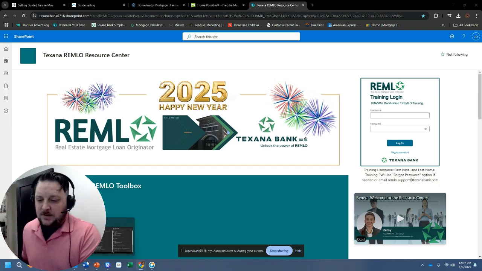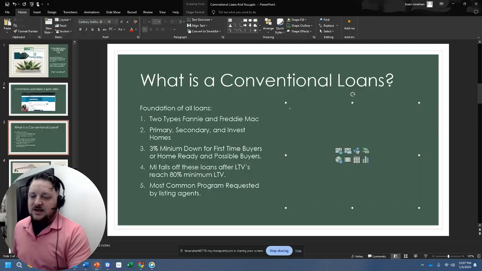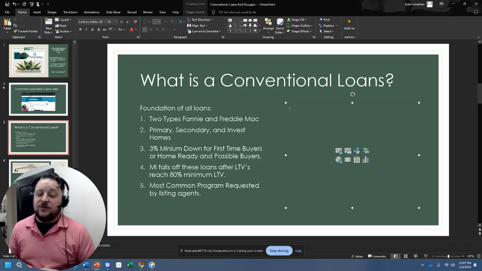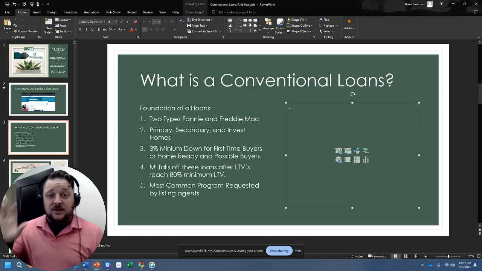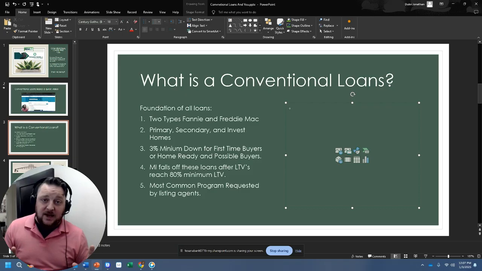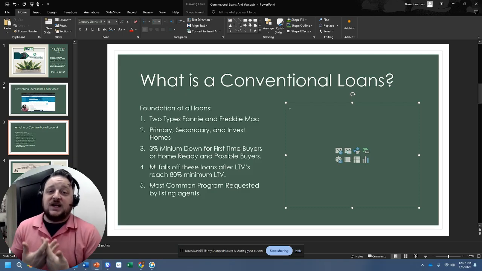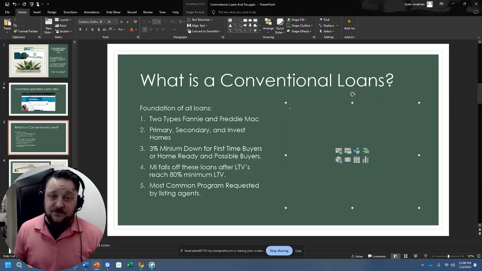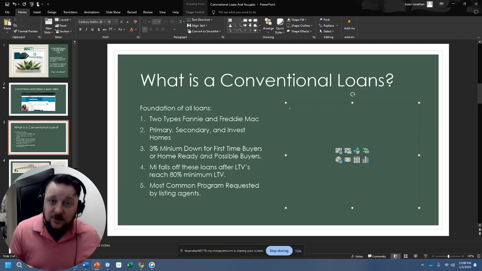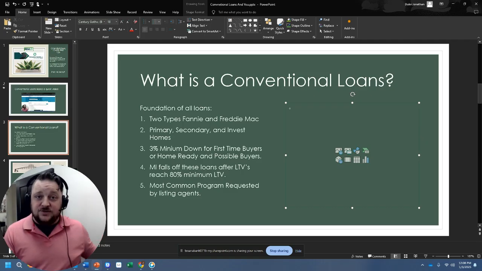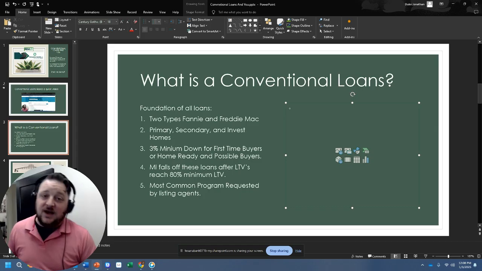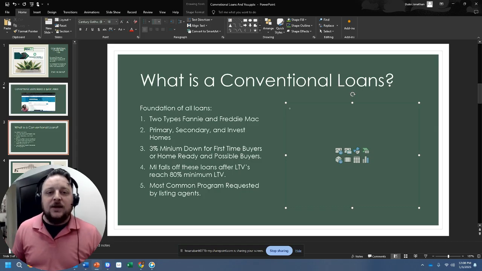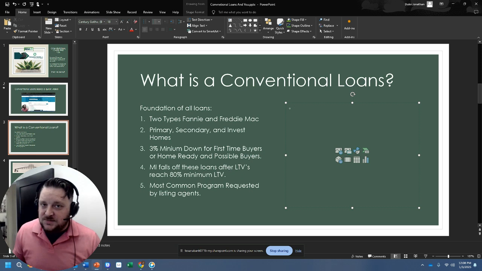So let's bring up the PowerPoint and take a look at the next slide: what is a conventional loan? There are two types of conventional loans. There's Fannie Mae and there's Freddie Mac. They are the two basic conversations when you're talking about conventional. Now, it will get convoluted and you'll hear other people in the industry say, I have a conventional loan, it's not Fannie and Freddie, and that will happen. But again, we're not subject matter experts.